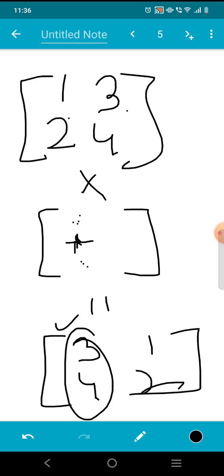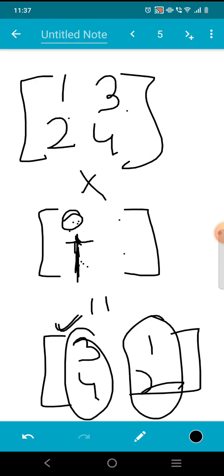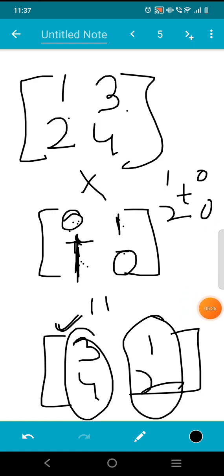For the first column, the multiplier would be 0 into column 1, which results in 0, plus 1 into column 2, which will give us 3 and 4. So this column of the matrix will be 0 and 1. Now I will find the second column by writing the second multipliers. Here the first column is as it is, so the multiplier is 1. We don't need the second column, so we write 0. This will be 1 into column 1, which gives 1 and 2, and 0 into column 2, which is 0 and 0, and the answer will be 1 and 2.